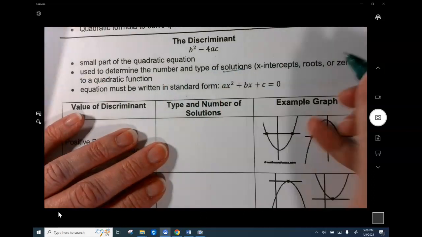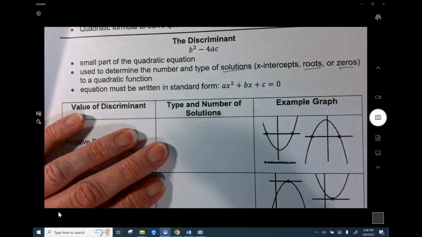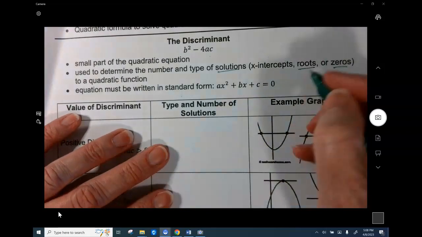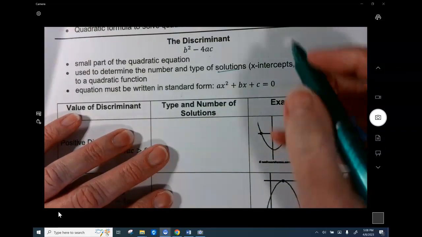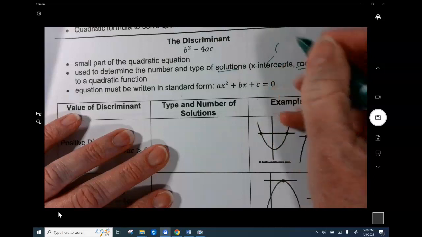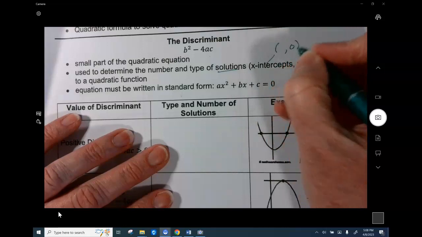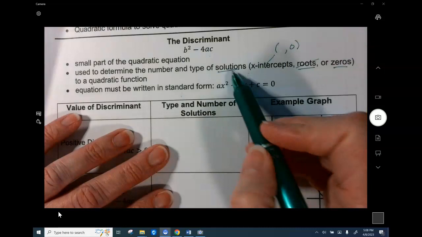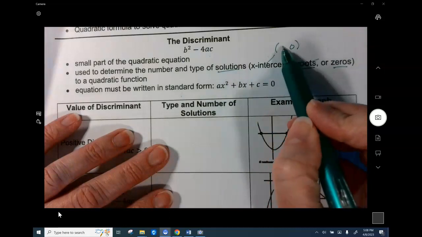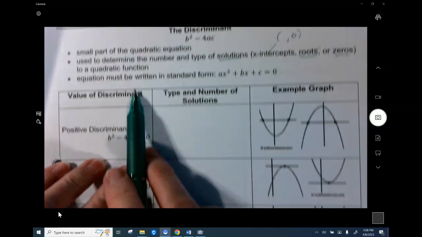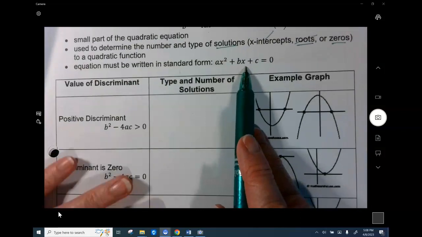Remember that solutions, roots, and zeros for now are seen as the same thing. You're not going to worry about roots too much. For x-intercepts, the only difference is that you have the number and then your y-coordinate is 0. But your solution would go right there. Your 0 would go right there. Okay? And you still want your equation written in standard form.